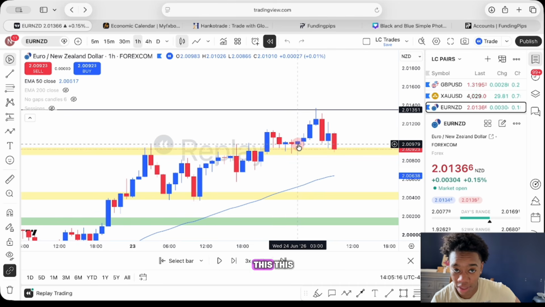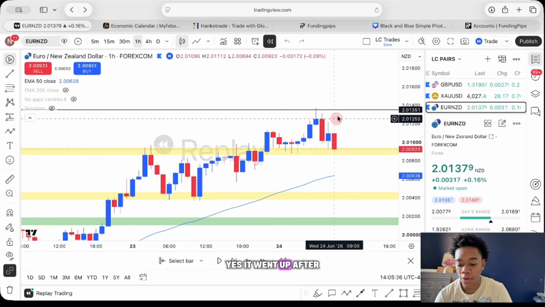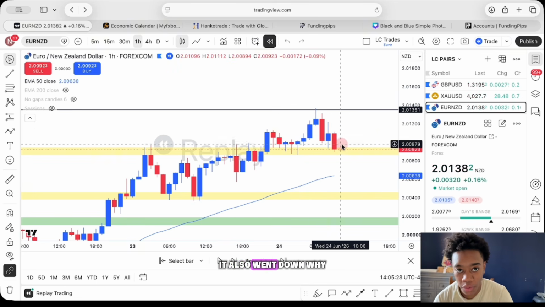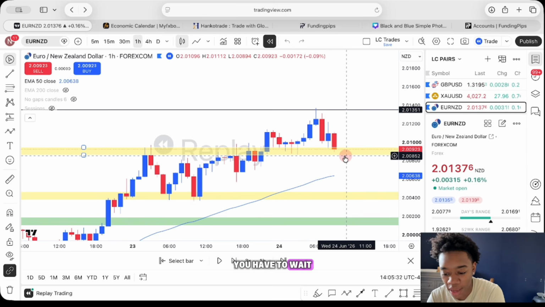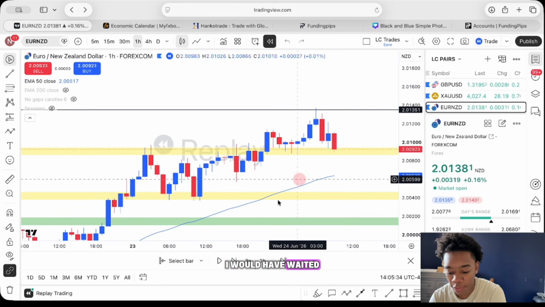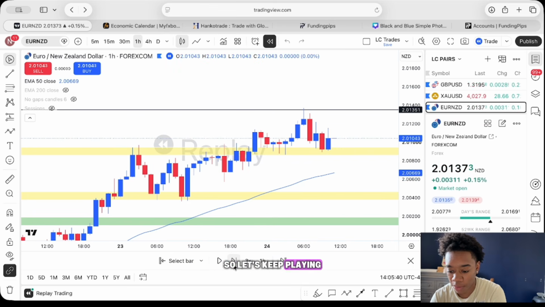Do not get into this. Do not get into any type of pair, whether it's futures, whether it's forex, anything, with a doji candle. Yes, it went up after, but guess what it did after? It also went down. Why? Because the market doesn't know what it wants to do. You have to wait. So me personally, I would have waited for a different candle. Correction, a continuation candle. So let's keep playing.